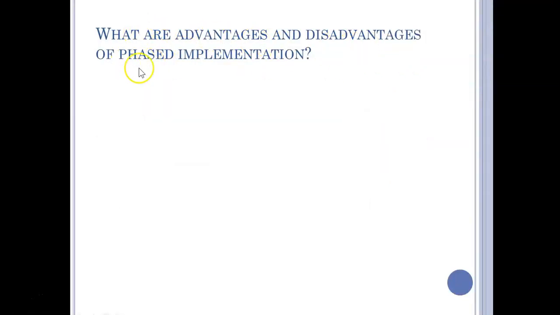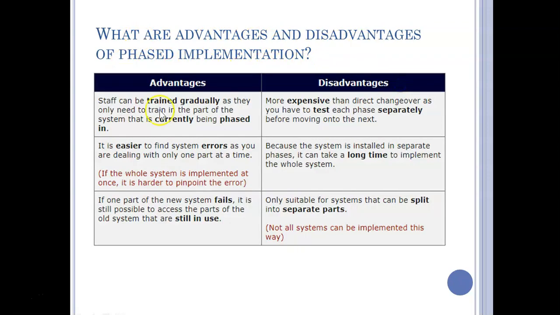So what are the advantages and disadvantages of phased implementation? Staff can be trained gradually as they only need to train in the part of the system that is currently being phased in. It is easier to find system errors as you're dealing with only one part at a time. If one part of the new system fails, it is still possible to access the parts of the old system that are still in use.